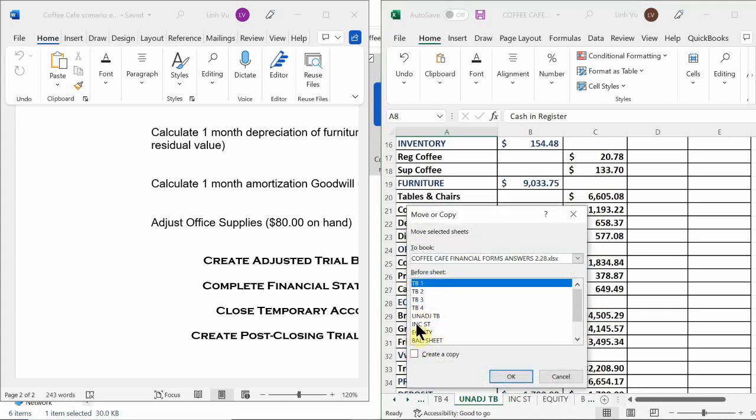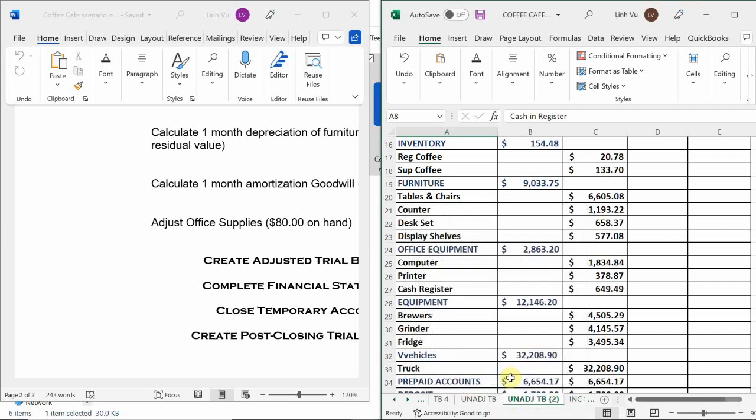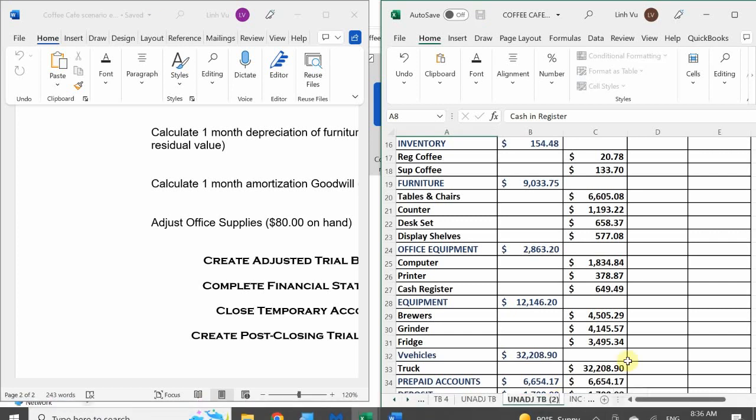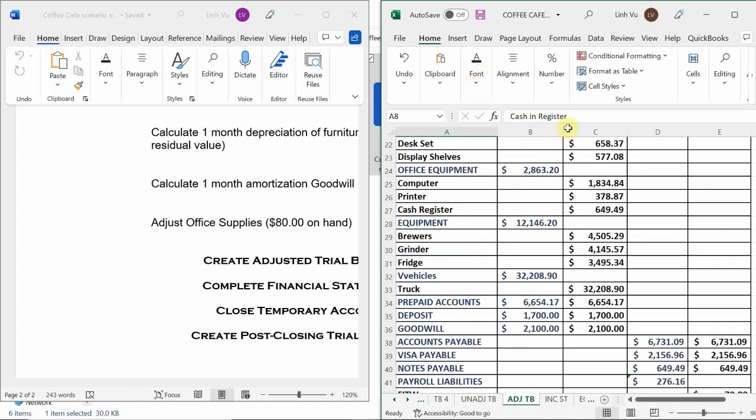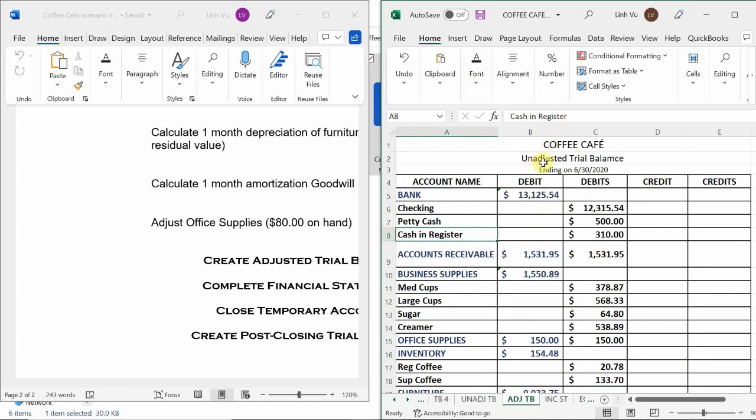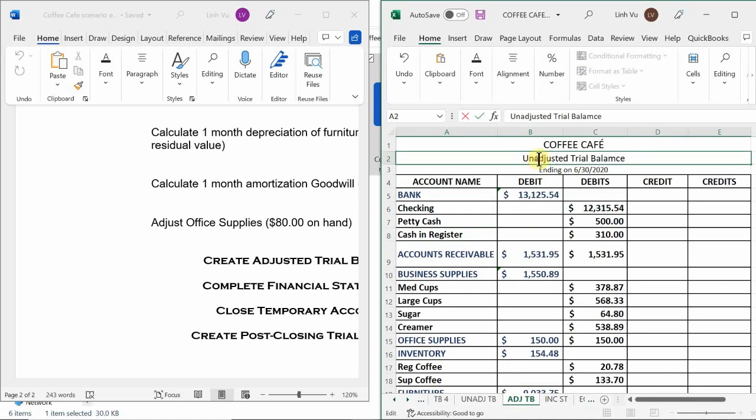I'm going to select the income statement and create a copy. And there it is, a copy of the unadjusted trial balance number 2. We're going to double click here and change what it says. Okay, so this is the adjusted trial balance. You might need to make a few changes, such as up here. It's not the unadjusted trial balance, it's the adjusted trial balance.